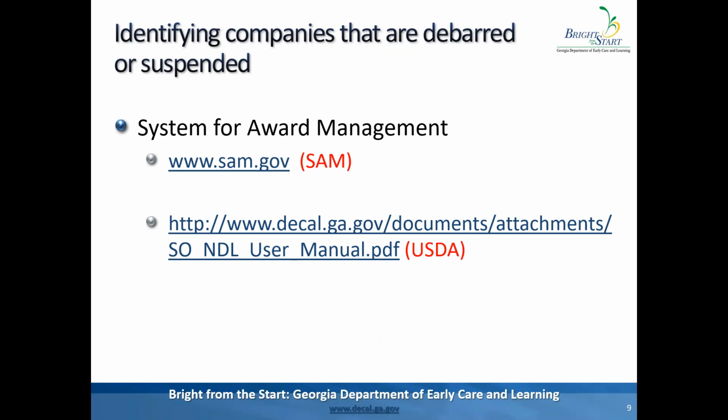In addition to SAM, there's also the NDL list, which is located on the DECAL website. And this again will give you information on whether or not a vendor, a supplier, or an organization is debarred or suspended from doing business with a child nutrition program.